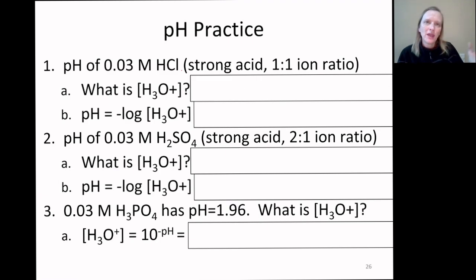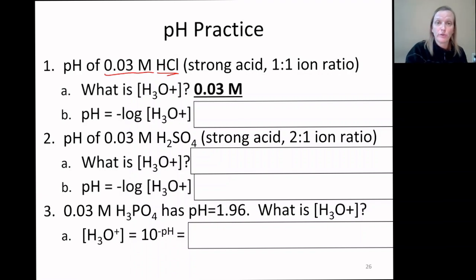So now that we have an idea of how logarithms work, let's do some practice problems. So the pH of 0.03 molar hydrochloric acid. What is the concentration of hydrogen ions in this example? Well, because there's just one hydrogen ion that's going to be lost per hydrochloric acid molecule, hydrogen monochloride molecule, the hydrogen ion concentration is the same as this concentration listed here, 0.03 molar.